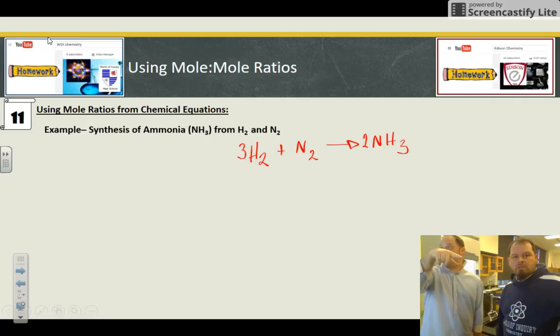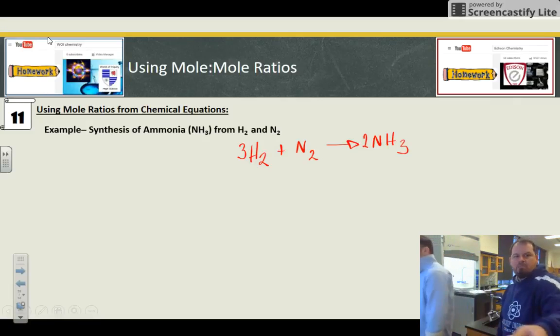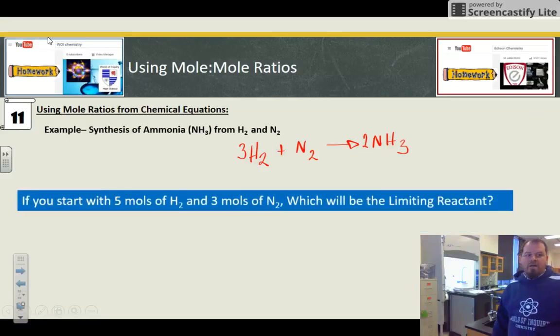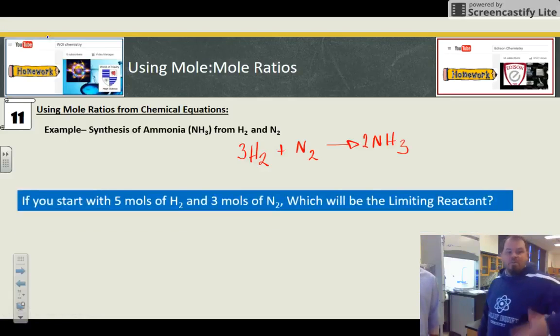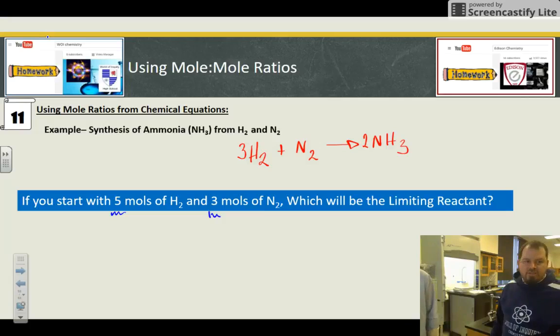We're going to use that to synthesize ammonia from my reactants. It's worded funny, but that's actual lingo. But now here's the trick. If I start with 5 moles of hydrogen and 3 moles of nitrogen, which one will be the limiting reactant? So what I need to do is start with 5 moles of hydrogen and run through, and then do it again with the moles of nitrogen and run through.